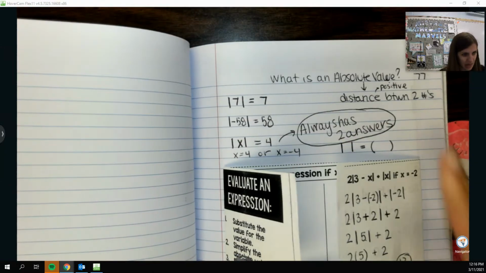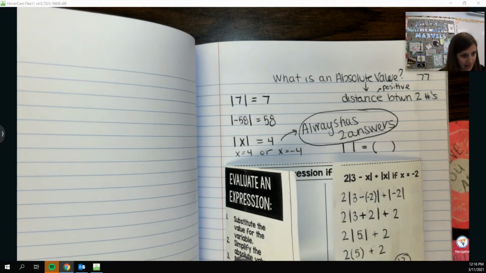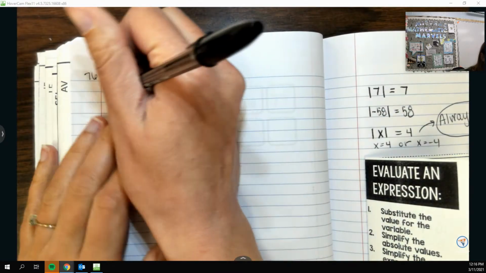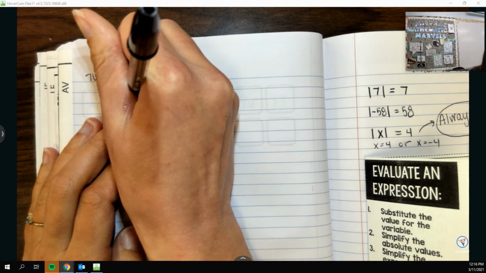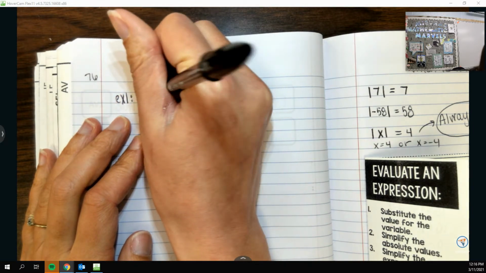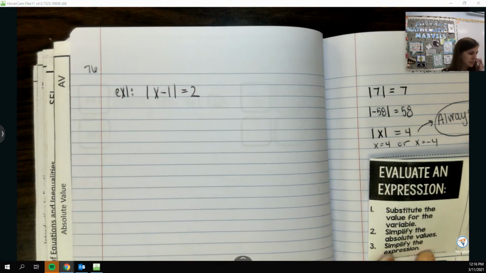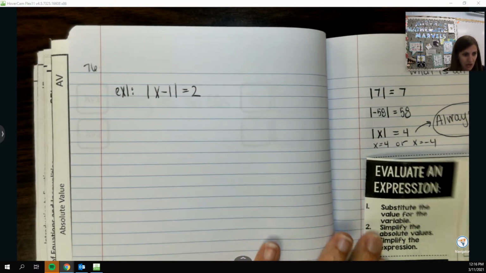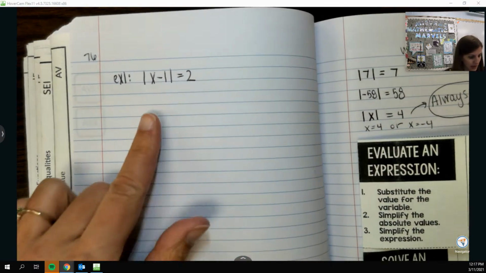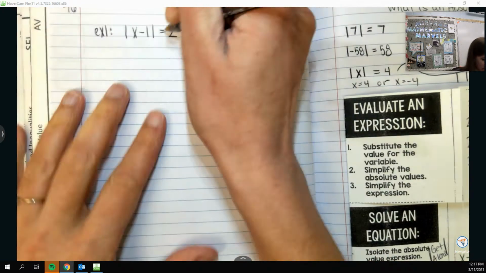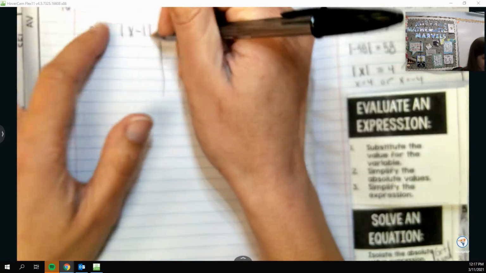All right, guys, so we just looked at page 77 here, talked about absolute values. I want to do some more solving problems with you on 76. So if we take a little look, let's say we have absolute value of x minus 1 equals 2. We said that to solve an equation with absolute value bars, we needed to get the bars alone. Now these bars are already alone because there is nothing outside of them.